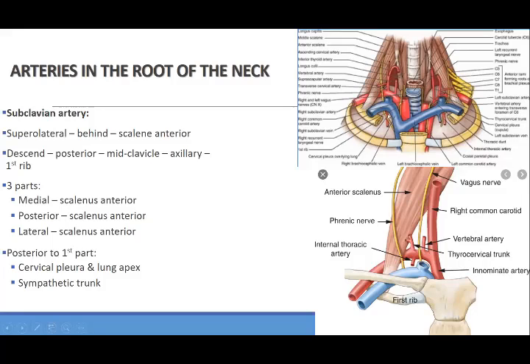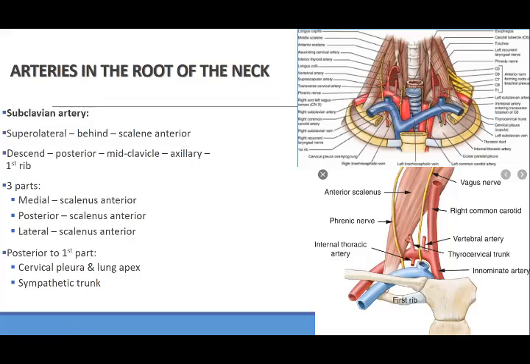Now, see one more thing here. This is the first part which is lying medial to the scalenus anterior. Please note that this first part is lying in front of this structure, the cervical dome of pleura. Obviously, the cervical dome of pleura is covering the apex of the lung. So posterior to the first part of the subclavian artery, you have the cervical dome of pleura and the lung, and you also have the cervical sympathetic trunk lying posterior to the first part.